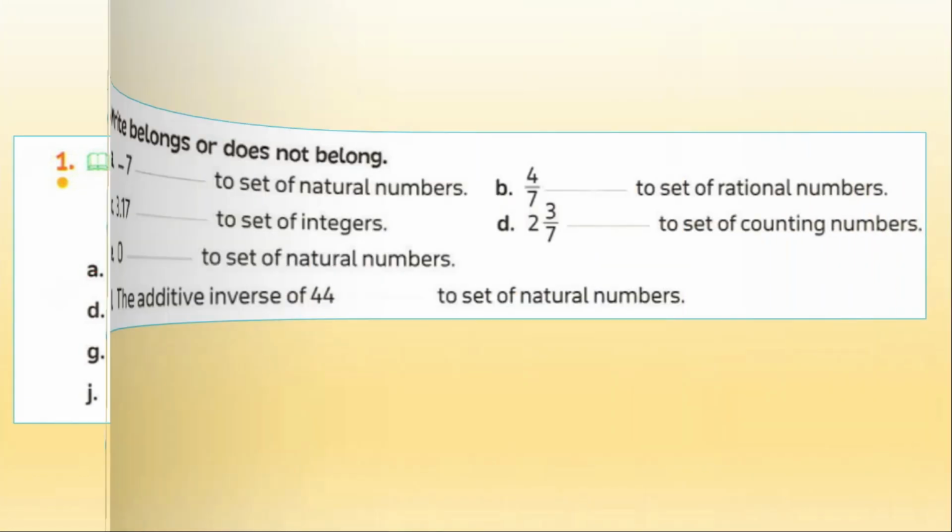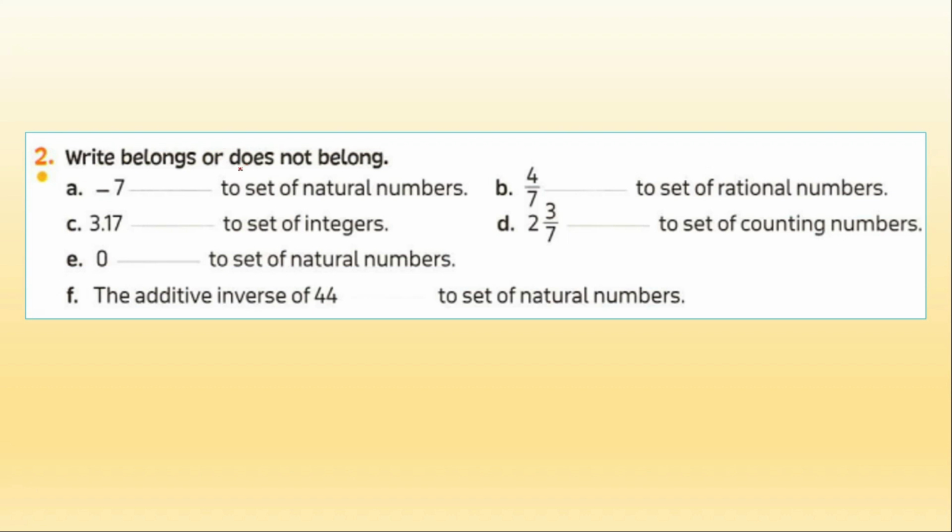Okay. The second question, write belongs or doesn't belong. The first one negative 7 to set of natural numbers. هل natural numbers contains a negative? No, so negative 7 doesn't belong. Okay. And 4/7 to set of rational numbers. Rational numbers contains fractions and decimals. Okay. يبقى دي belong، 4/7 belong.